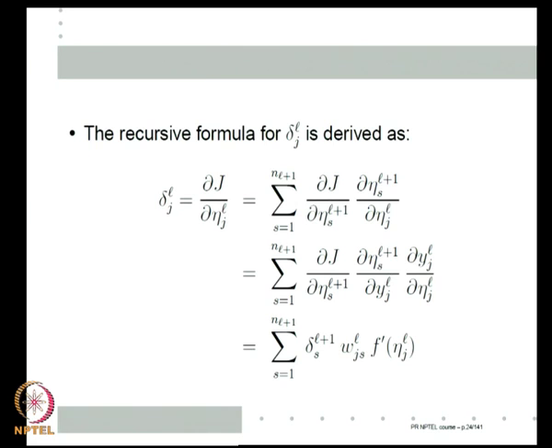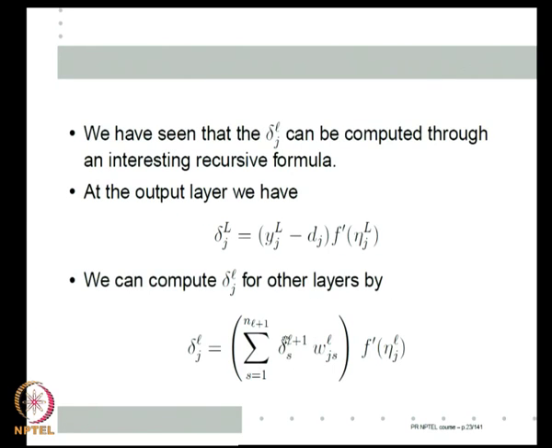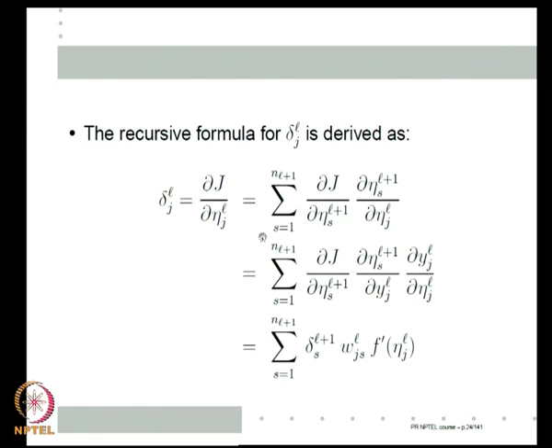So, this is how the recursive formula is derived, this particular recursive formula. Recall that delta j L by definition is ∂J/∂net_j^L. So, how does the net input into node j layer L affect the final output? For node j in layer L, its net input is converted into its output, and its output is sent to all the nodes in layer L plus 1.